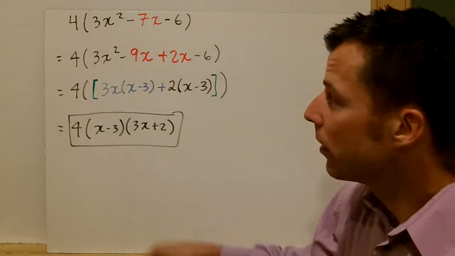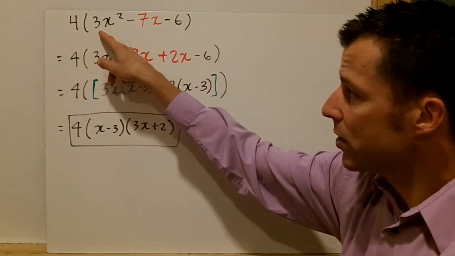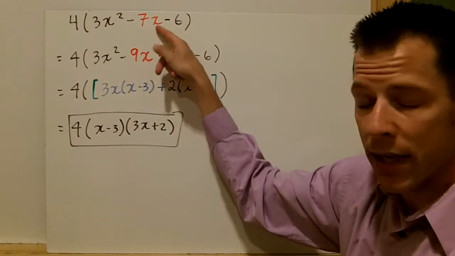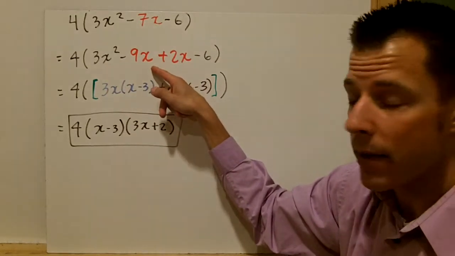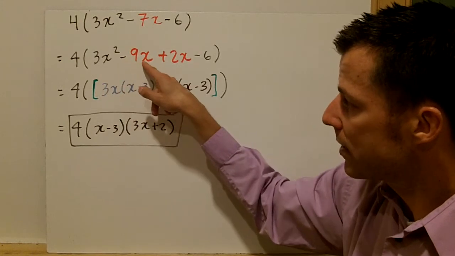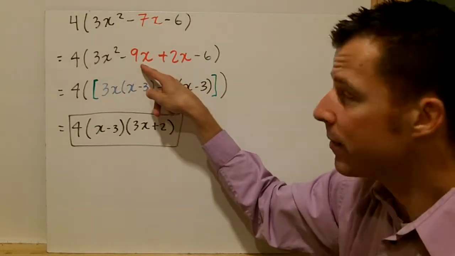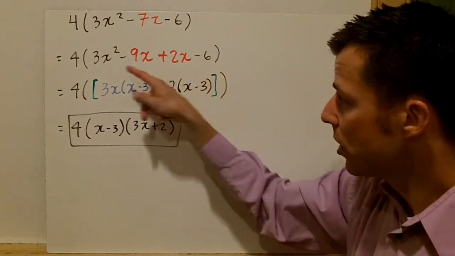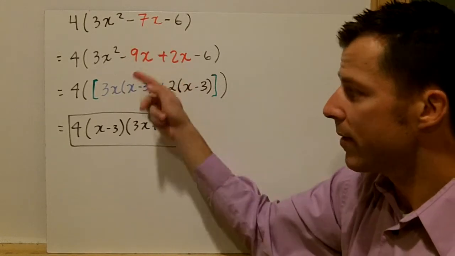So I've ignored the 4, and I'm going to just bring it out front. And here's my expression. 4 times the quantity 3x squared minus 7x minus 6. Again, my bx term is in red. Let's just rewrite the expression using our new m and n. So 4 times the quantity 3x squared minus 9x plus 2x. In red, that sum is actually negative 7x. And then we subtract the 6. So these two expressions are equal. I've just rewritten it again with our m and n.